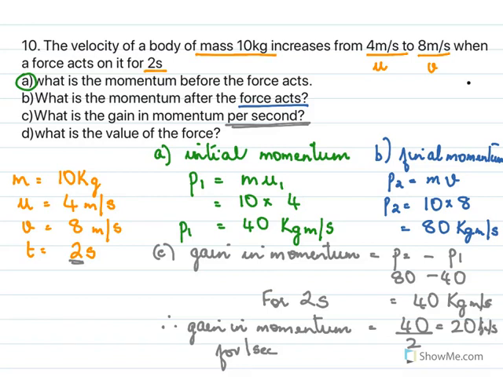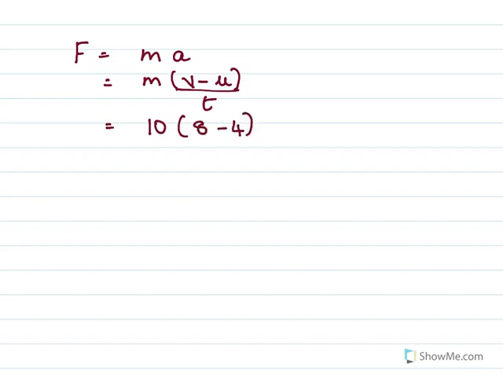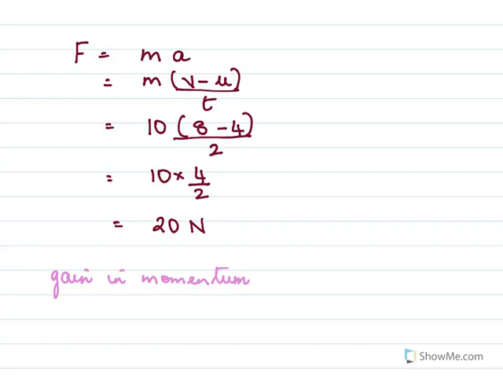And here they are asking you what is the value of the force. We know force equals m into acceleration. So m times acceleration is v minus u over t. So mass is 10, v was 8, then minus 4, and over time, which was 2. So 10 into 4 over 2, and then if you cancel this, this becomes 20 newtons. And you would have now noticed that gain in momentum per second is equal to force, because both the values come to 20 newtons.